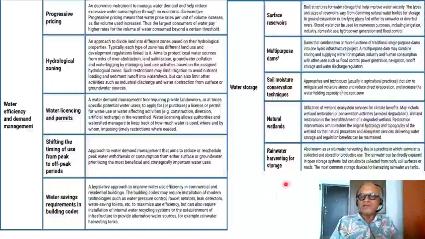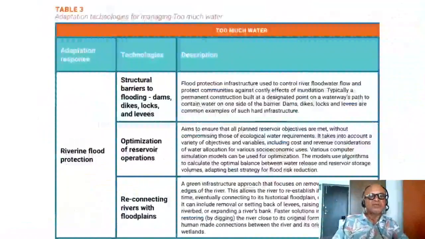And rainwater harvesting for storage, also known as ex situ water harvesting as opposed to in situ. This is a practice in which rainwater is collected and stored for productive use. The rainwater can be directly captured in open storage systems, but can also be collected from roofs, soil surfaces, or roads. The most common storage device for harvesting rainwater is tanks. This is very common for domestic use now.